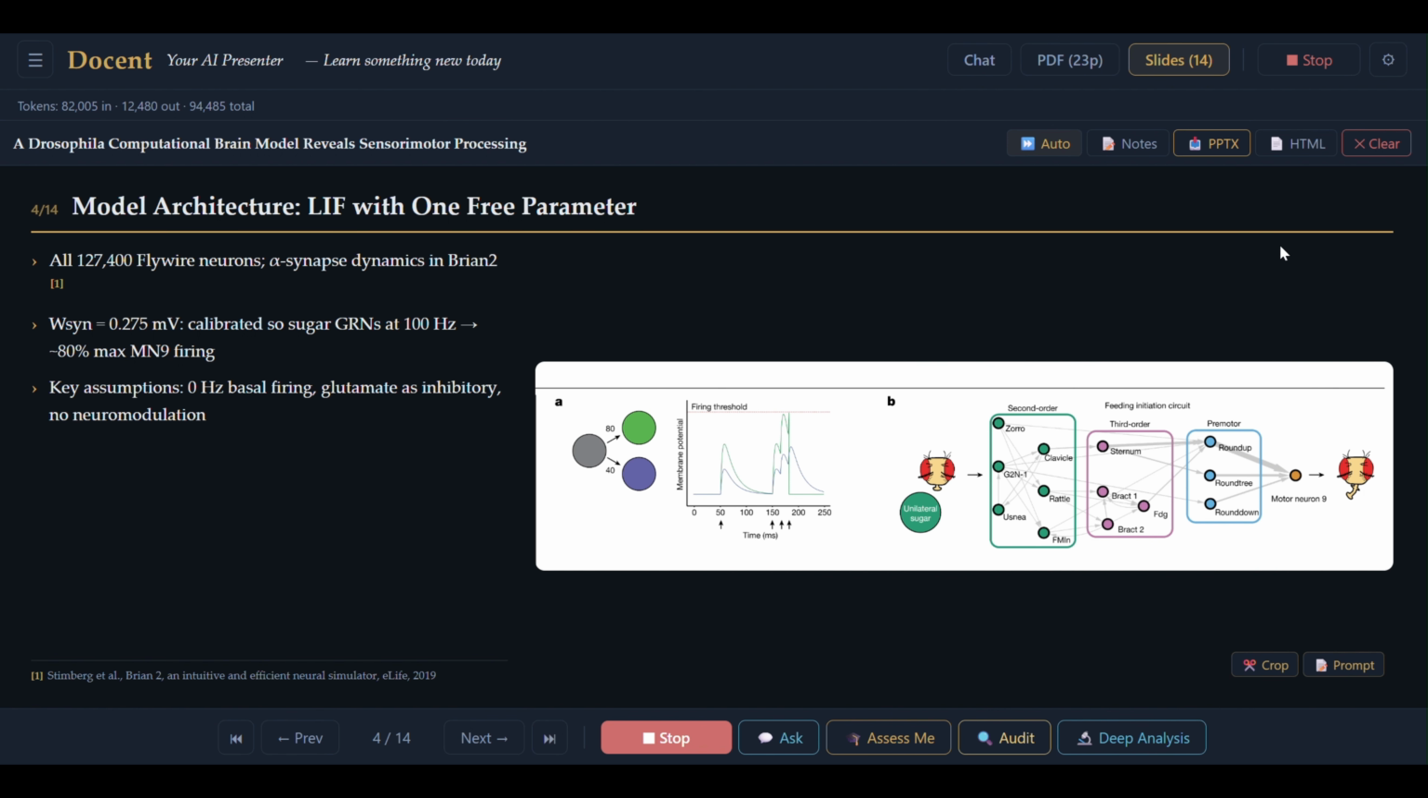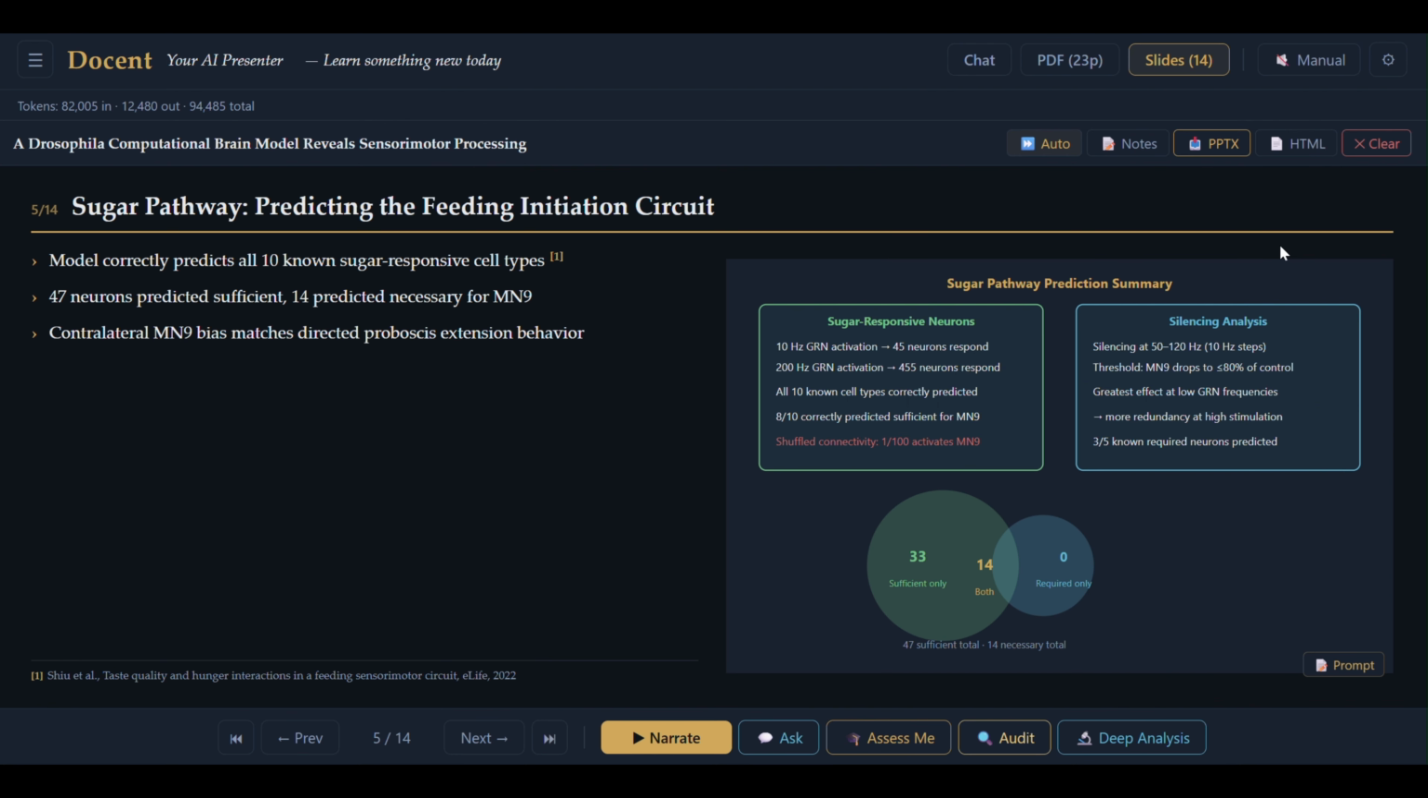Note the key assumptions listed. Zero basal firing means the model cannot capture disinhibition. Inhibiting an already silent neuron does nothing. Glutamate is treated as uniformly inhibitory, which the authors acknowledge is a simplification. There's no neuromodulation, no gap junctions, no morphological detail. Ask the group, given these constraints, what kinds of circuits would you expect this model to fail on?